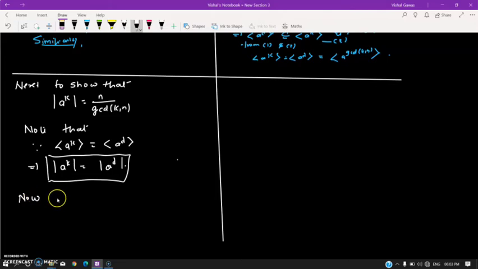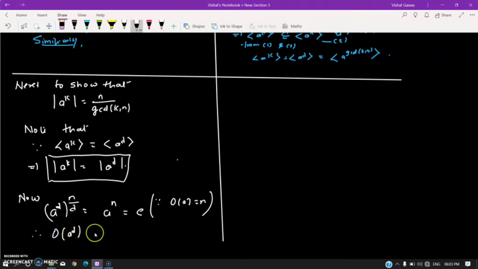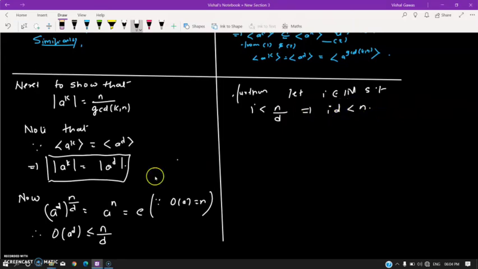Now, let's see this. If I look at A raised to D, raised to N by D, this would be nothing but A raised to N, because the D's will cancel, and this is equal to the identity since the order of A is N. Therefore, by the previous corollary which we have seen, the order of A raised to D would be less than or at most equal to N by D. Further, let I belong to the natural numbers such that I is strictly less than N by D. This would imply that I times D would be strictly less than N, right?